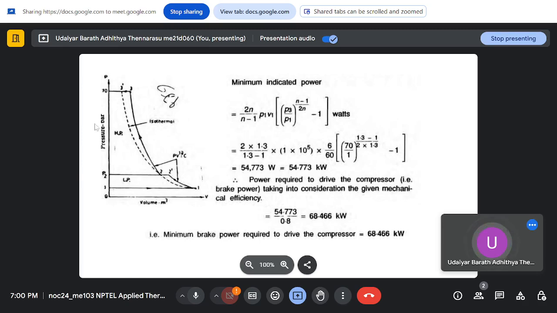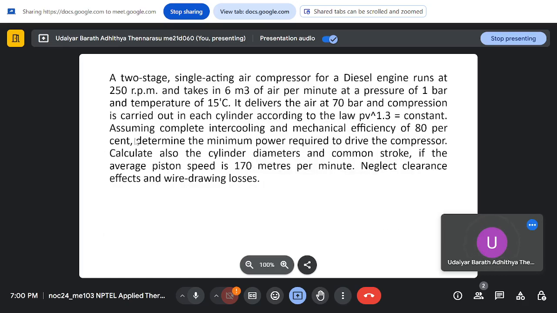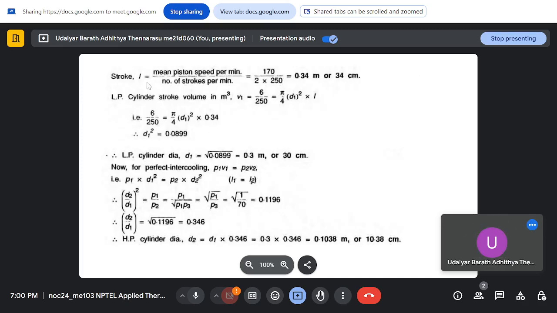Here it's given that the mechanical efficiency is 80%. So the actual work required is the ideal work divided by the mechanical efficiency of the compressor. So 54.773 divided by 0.8 gives you 68.466 kilowatt. So the minimum brake power required to drive the compressor is 68.466 kilowatt.